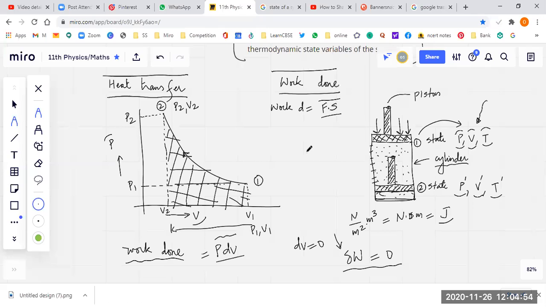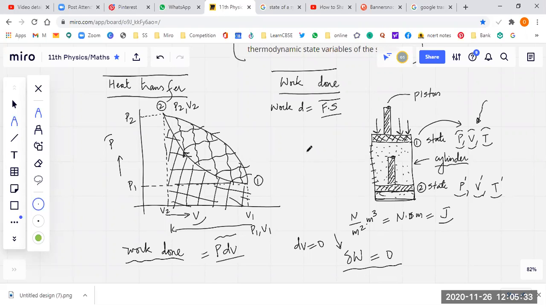Students, in this particular case, the system has gone along this path from 1 to 2, right? Imagine if the system takes a different path from 1 to 2, what will be the work done? You will agree with me that this much area will be added, and the area under the curve is the work done, so the work done would have increased by this much amount. That means the work done from 1 to 2 does not really depend only upon the initial and final states.